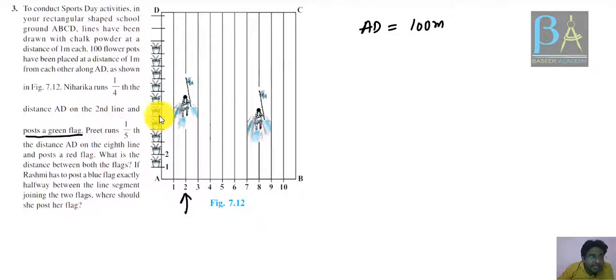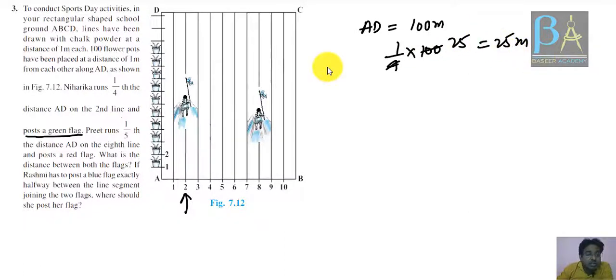Why? Because along AD we have placed 100 pots at a distance of 1 meter from each other. So obviously the distance AD is 100 meters. And how much did Niharika run? Niharika ran 1/4 of this distance. 1/4 of 100 is obviously 25. So she ran 25 meters, and then she posted the green flag.